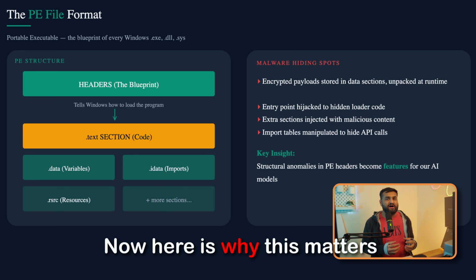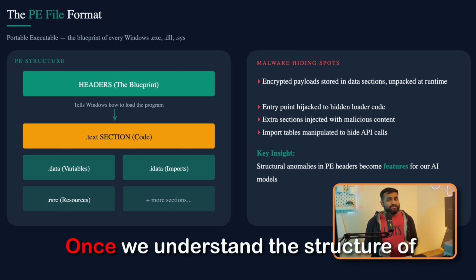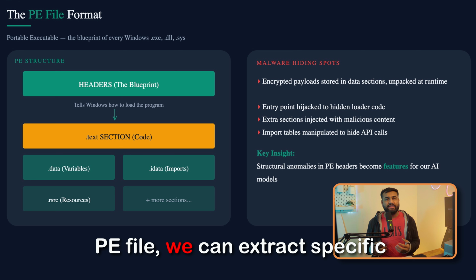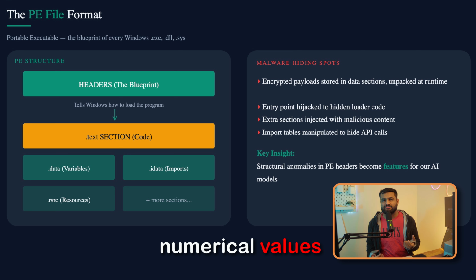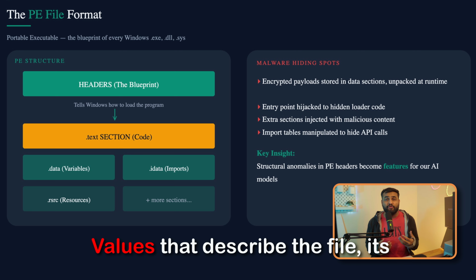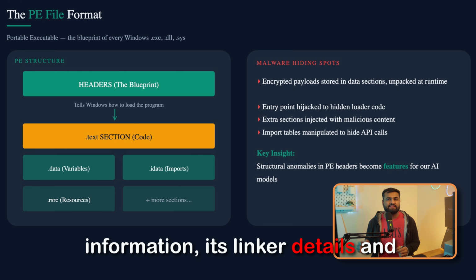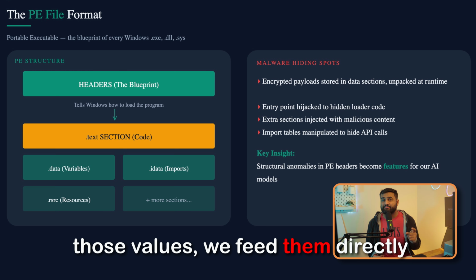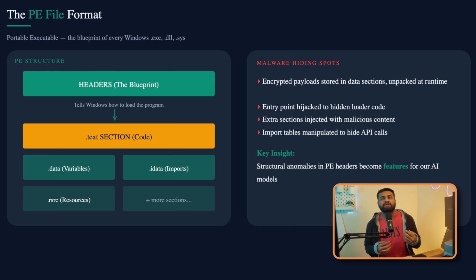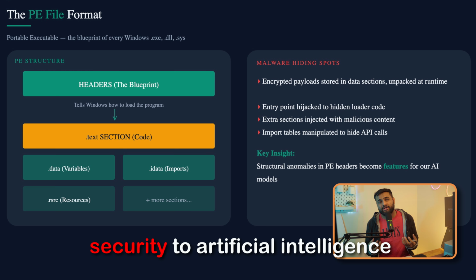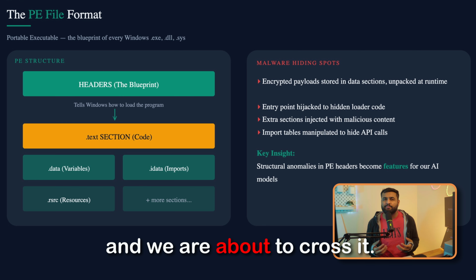Now, here is why this matters specifically for us. Once we understand the structure of a PE file, we can extract specific numerical values directly from the headers. Values that describe the file: its entry point, its versioning information, its linker details. And those values we feed directly into a machine learning model. This is the bridge from cybersecurity to artificial intelligence, and we are about to cross it.